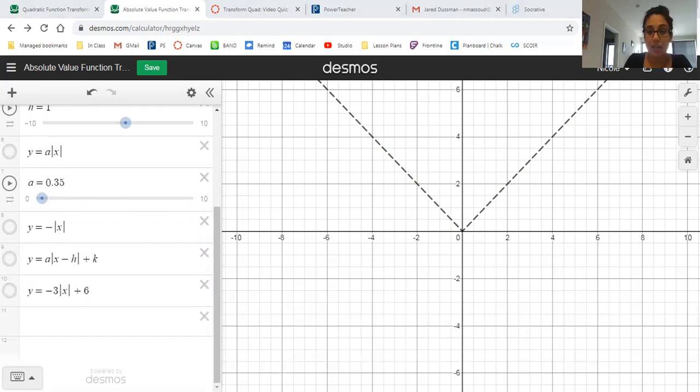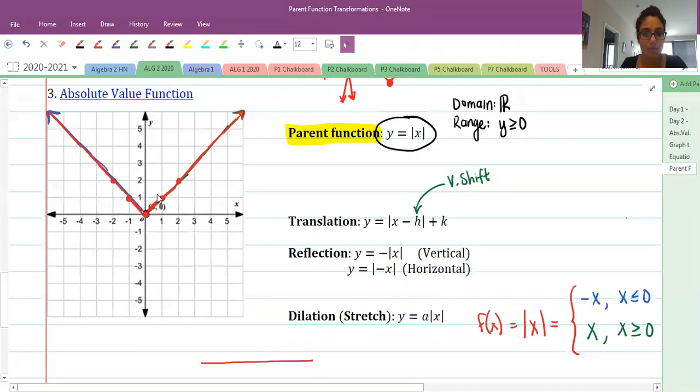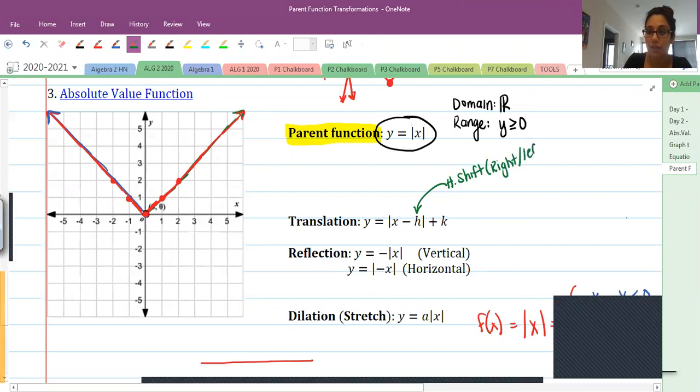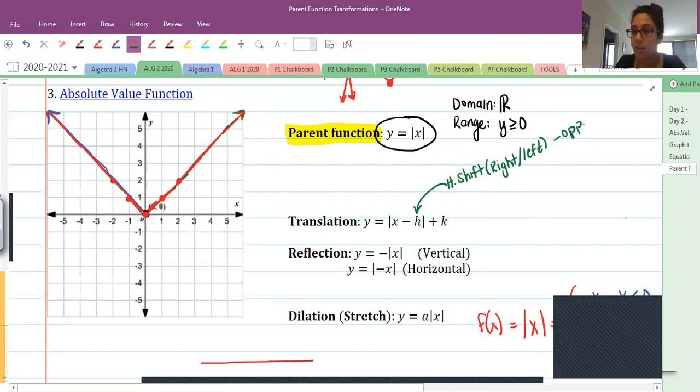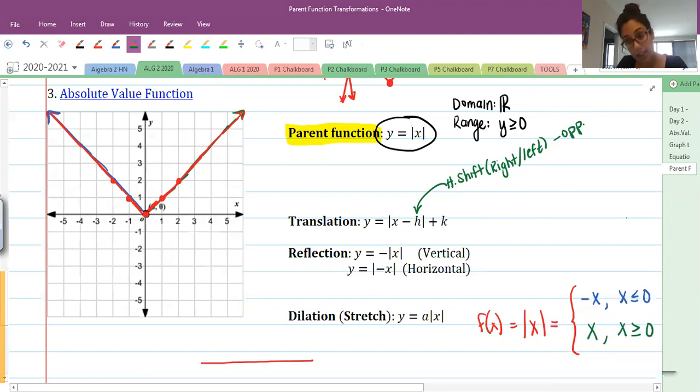So this H is a vertical shift. Oh, you can't see what I'm doing. There it is. It is a vertical shift from X, right? So not vertical, I'm so sorry. It is a horizontal shift, meaning it goes right and left. And again, it does the opposite of what you think it's going to do. If it's plus, it's going to go left. If it's minus, it's going to go right.